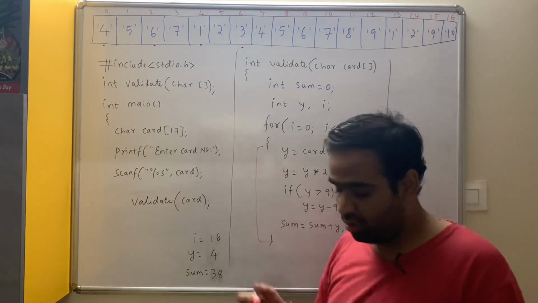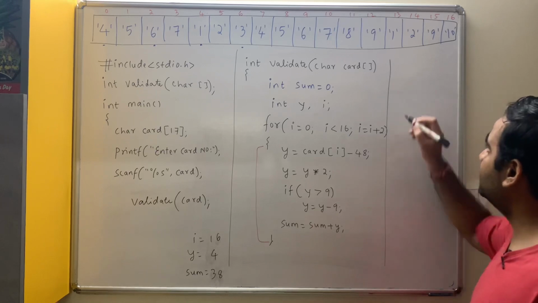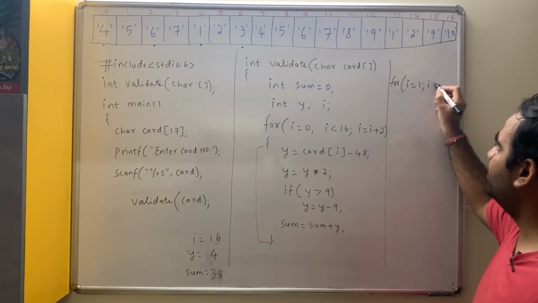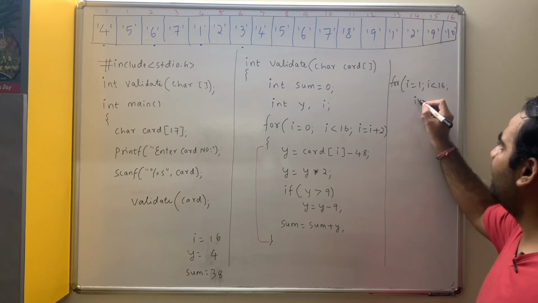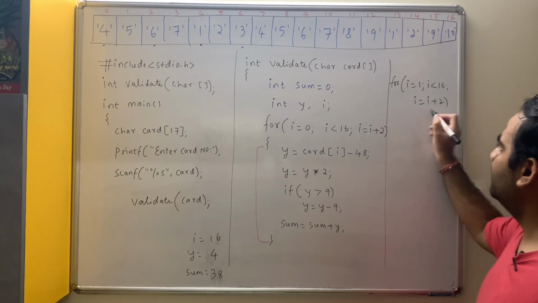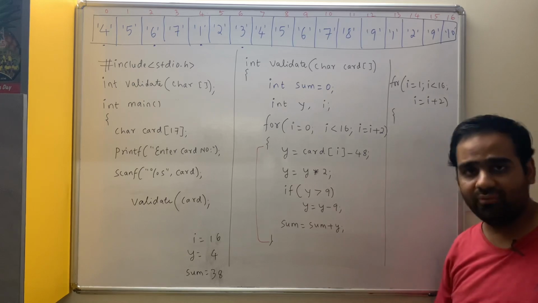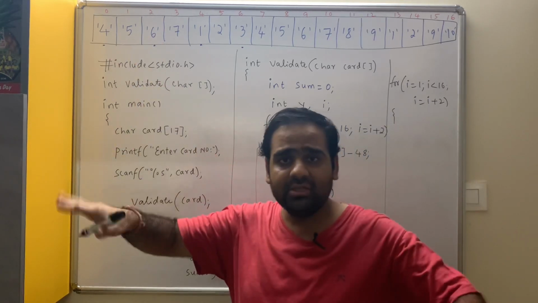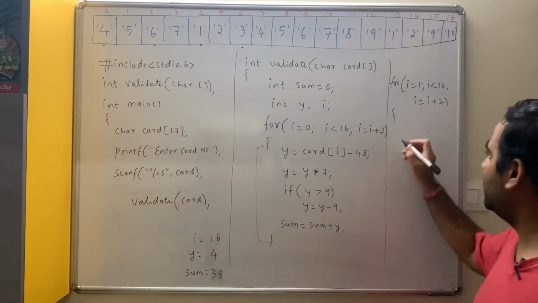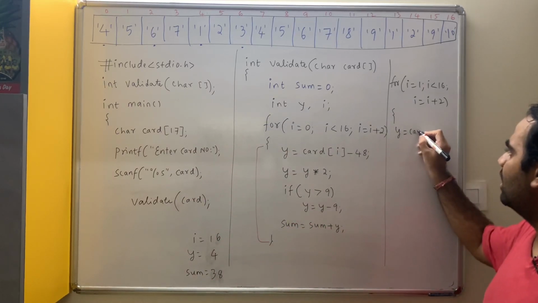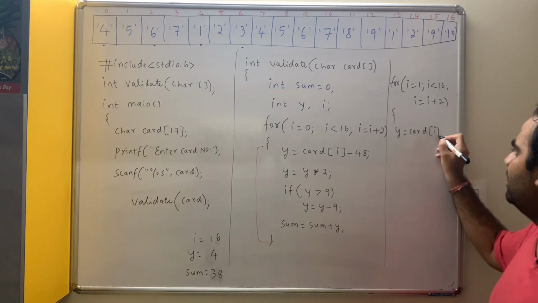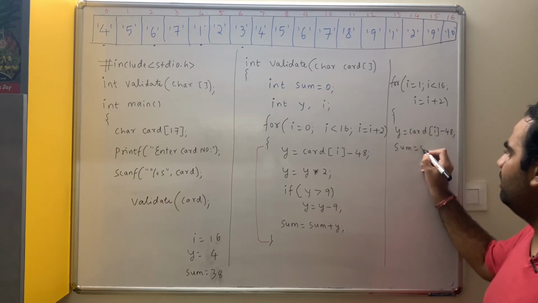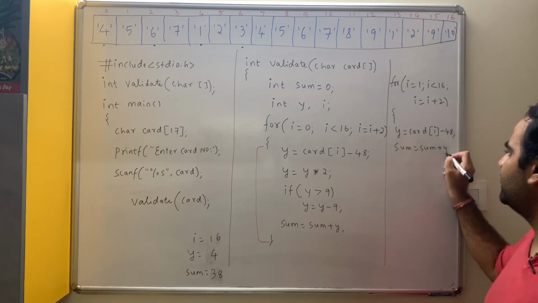Now you have to take the odd position. Now how do we get the odd position? We say for I is equal to 1, I less than 16, and again we say I is equal to I plus 2 because the odd position number starts from 1. Now what I need to do? This 5 I have to convert to integer and I have to add it simply. And how do I convert to integer? Y is equal to card of I minus 48, and I have to simply add to sum. Sum is equal to sum plus y.